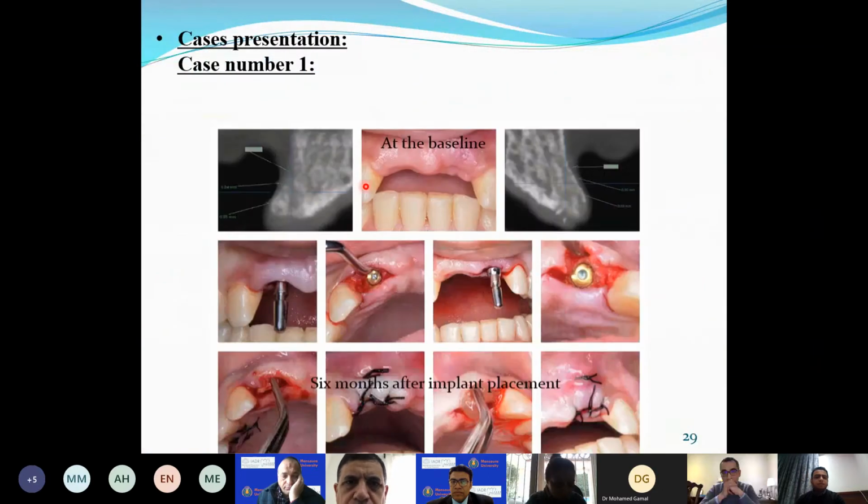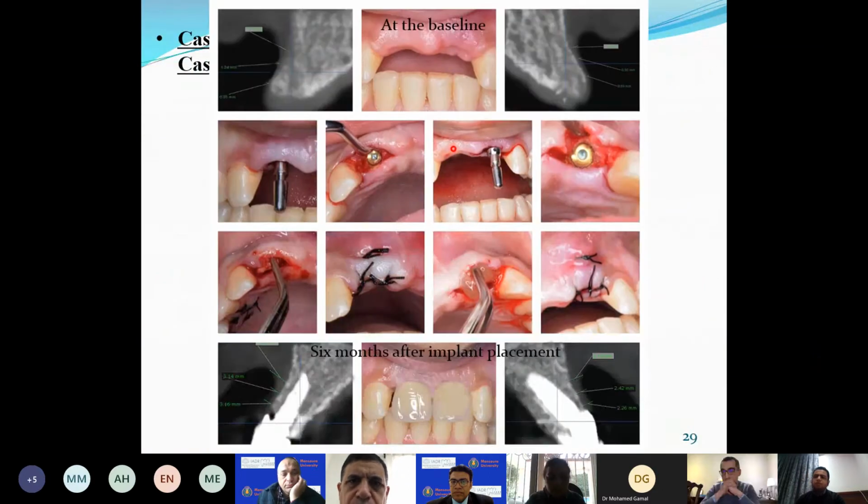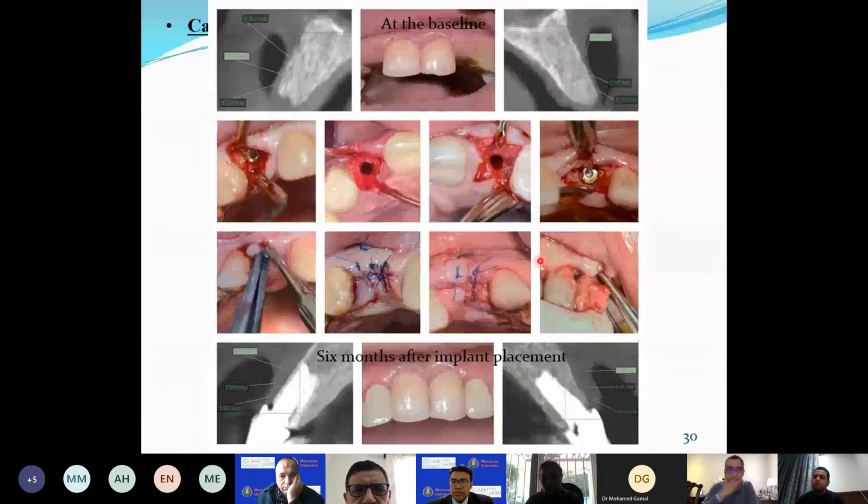Case presentation, case number 1. This case shows replacement of 2 missing upper central incisors, and this is the application of subepithelial connective tissue graft, the application of platelet-rich fibrin, and after prosthesis placement. Case number 2. This case shows replacement of 2 missing upper lateral incisors, and this is after application of PRF. This is after application of subepithelial connective tissue graft and the final prosthesis placement.